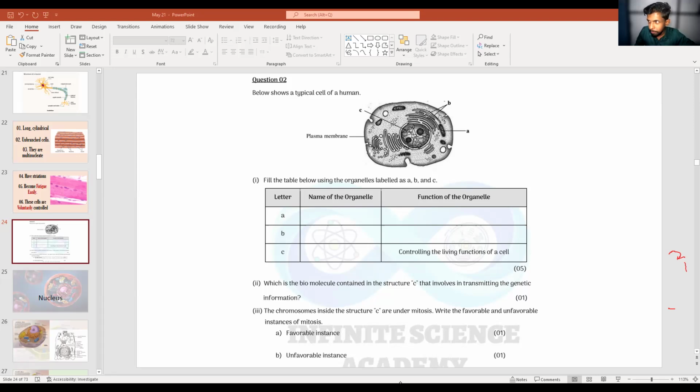Amna, read the question very carefully. What is the biomolecule? They are asking what is the organelle. Then your answer is okay. Chromosome is the correct answer for that. But in this question, they are asking what is the biomolecule. So you want to mention which biomolecule is there inside the chromosome. Okay.